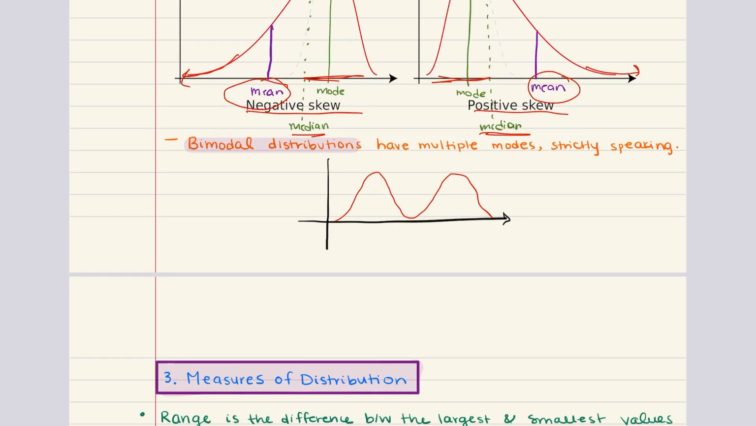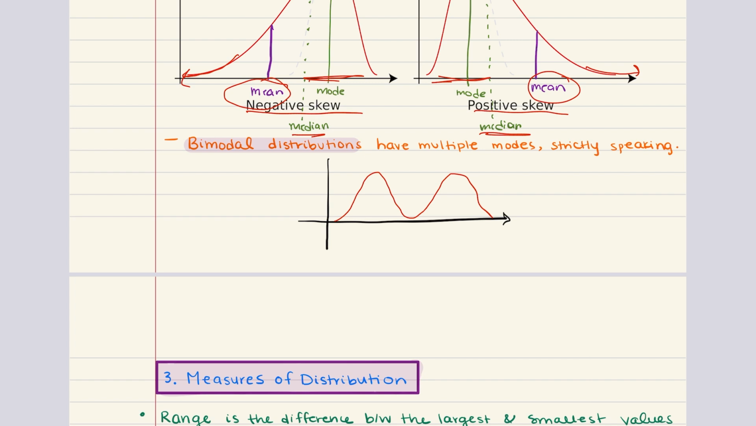Finally, we have bimodal distributions. This is characterized by two distinct peaks separated by a valley. And it's important to note that a bimodal distribution might technically have only one mode if one peak is slightly higher than the other. However, even when the peaks differ in height, the distribution is still referred to as bimodal.